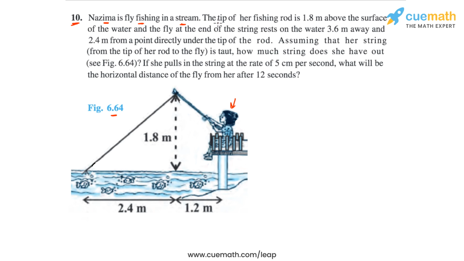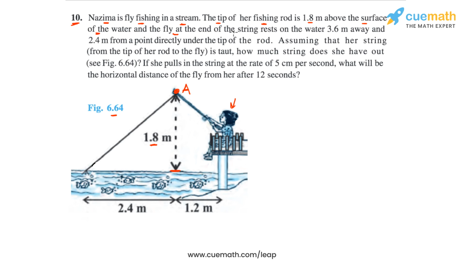So the problem statement says the tip of her fishing rod is 1.8 meter above the surface of the water. So this here is the tip of the fishing rod. Let's call it point A. This is 1.8 meters above the surface of the water. The surface of the water is here, and the point A is 1.8 meters above the surface of the water.